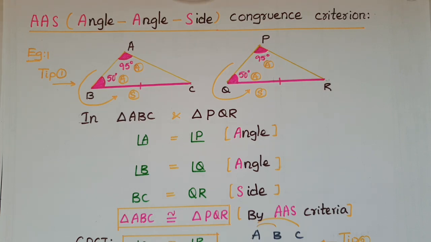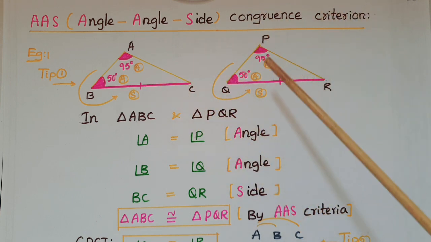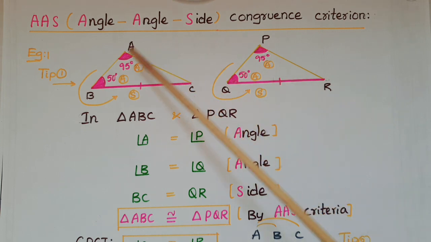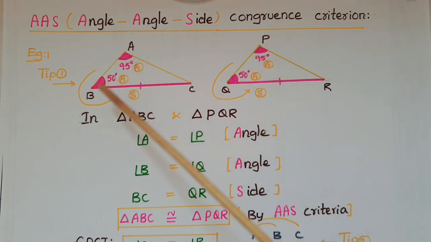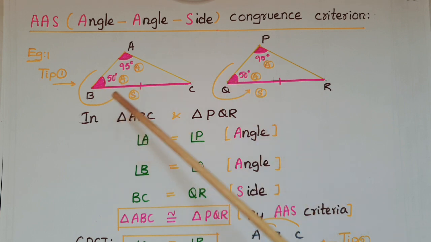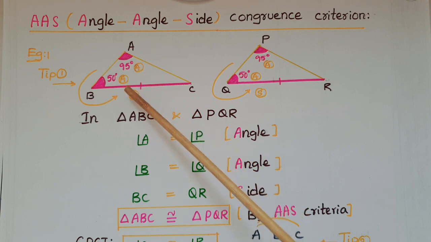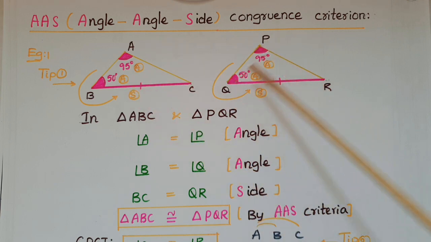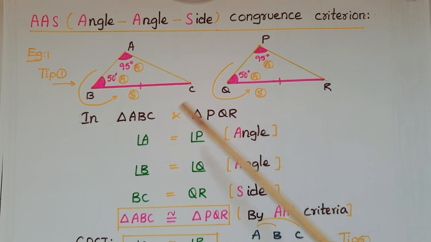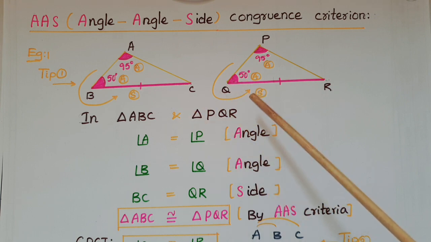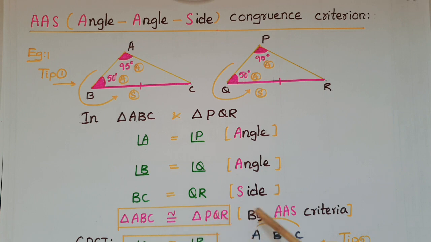Hello everyone. Today I am going to tell about AAS angle side congruence criteria. For example, if you see these two triangles ABC and PQR, here angle A is equal to angle P, angle B is equal to angle Q and BC is equal to QR. So, angle side of ABC are equal to angle side of PQR. So, these two triangles are called congruent triangles. So, we can write triangle ABC is congruent to triangle PQR by AAS criteria.